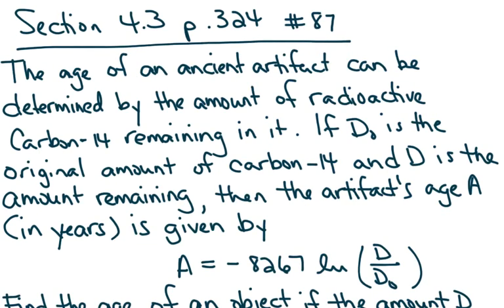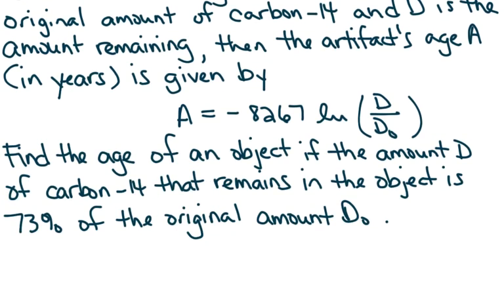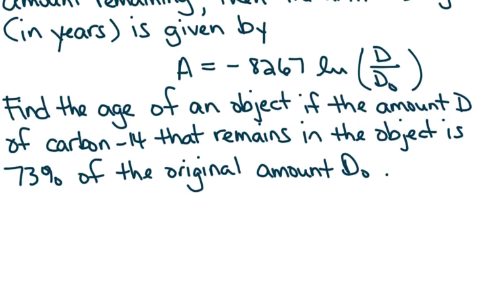In section 4.3, problem number 87 is similar to the one on the test. The age of an ancient artifact can be determined by the amount of radioactive carbon-14 remaining in it. If D0 is the original amount of carbon-14 and D is the amount remaining, then the artifact's age A in years is given by the equation A equals negative 8267 natural log of D over D0. Find the age of an object if the amount D of carbon-14 that remains in the object is 73% of the original amount D0. Well, it doesn't help that they didn't tell me the original amount.